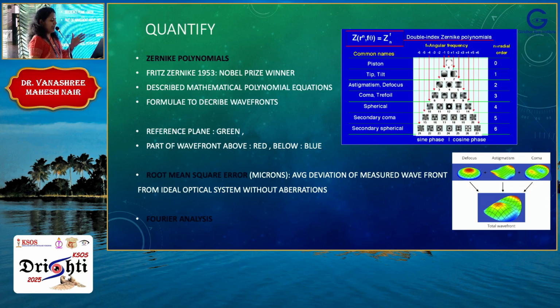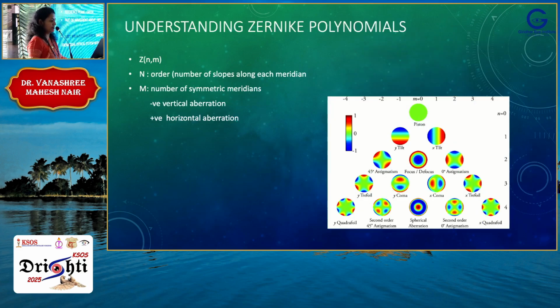But the idea is that the wavefront, which is the reference plane, is shown in green. The part of the wavefront which has gone beyond is red, and the part which is behind is blue. So diagrammatically, we get an idea of how the wavefront looks. But it is quantitated using root mean square error, which is the average deviation of the measured wavefront from the ideal optical system, which will not have aberrations. The second system is Fourier analysis.